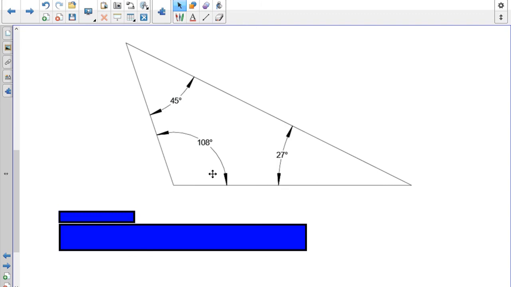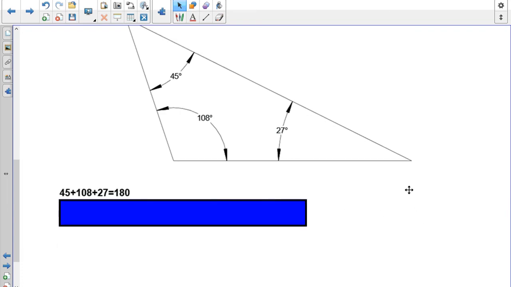Of course, if this is 108 and that's 45 and that's 27, you add those all together and you get 180 degrees. Now, if you drew this and you didn't get 180, you got 179, then it's just because there's a slight variance in your measuring.